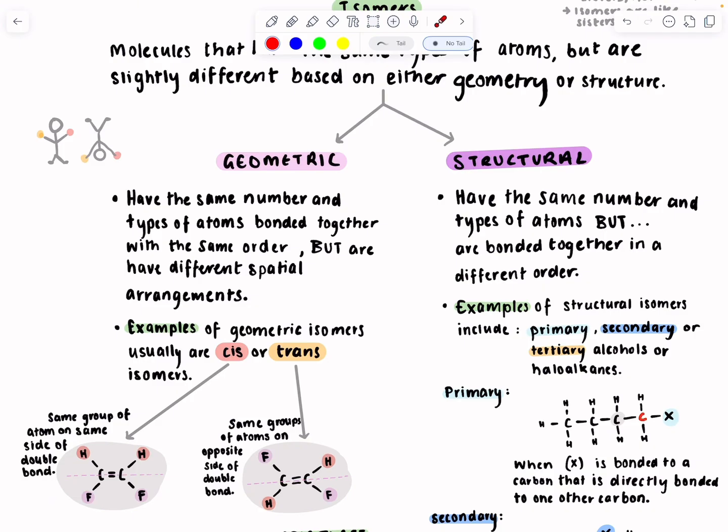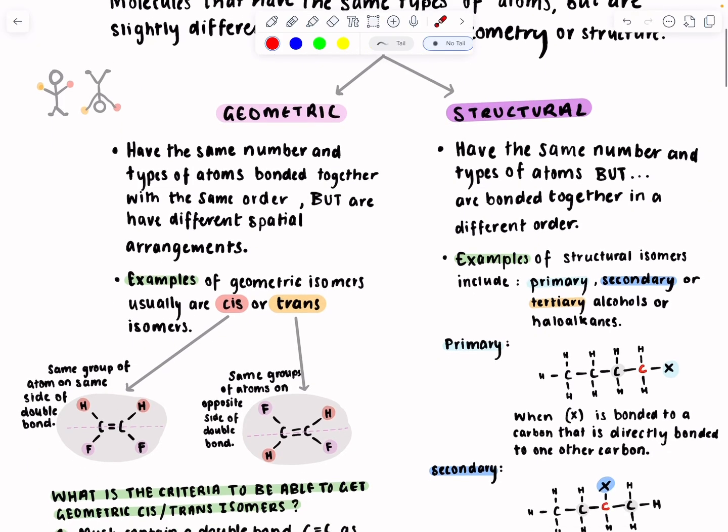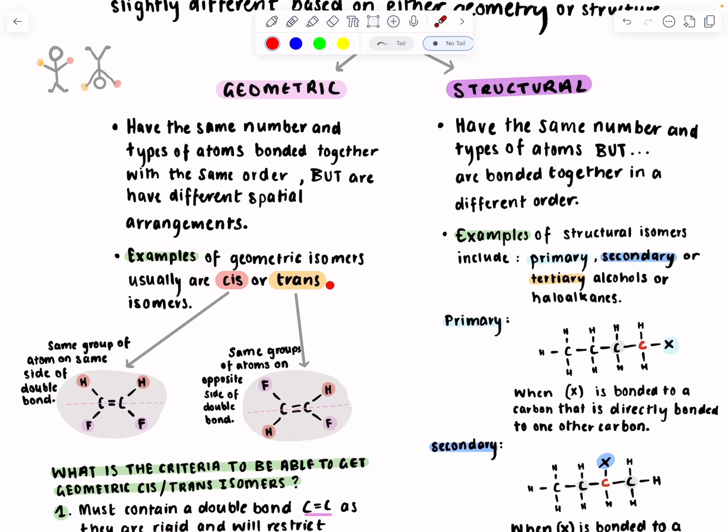A more chemistry related example are cis-trans isomers. What are cis-trans isomers and how are they geometric isomers of one another? Well, let's start off by going over what a cis isomer is and a trans isomer is. If we look at a cis isomer, we can see over here that we've got two carbons. They're held together by this double bond. And on each carbon, we've got a hydrogen and a fluorine.